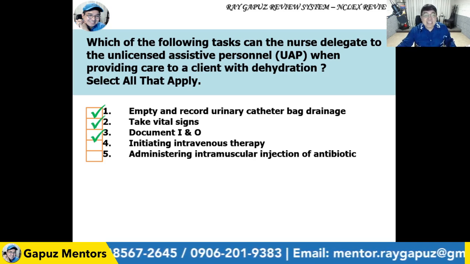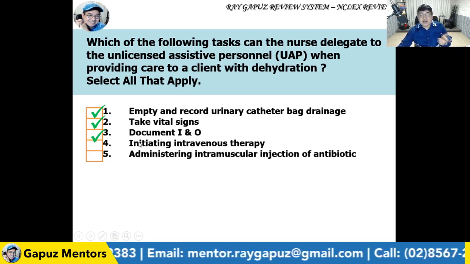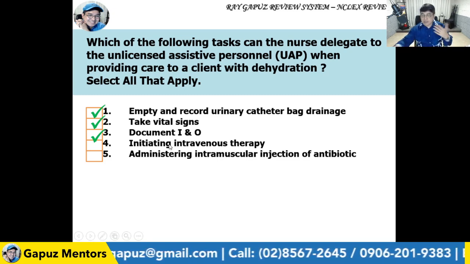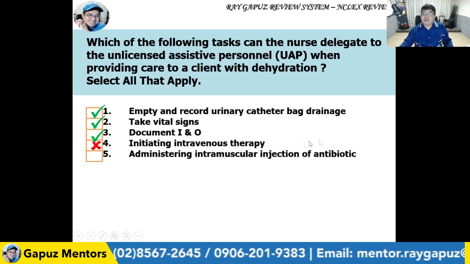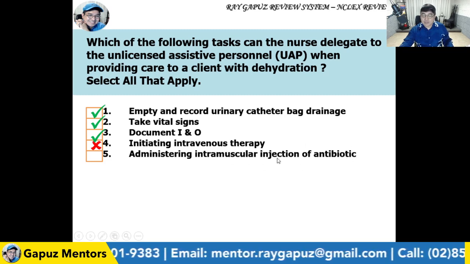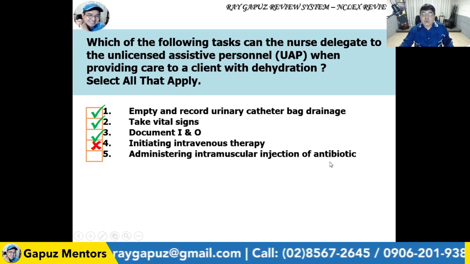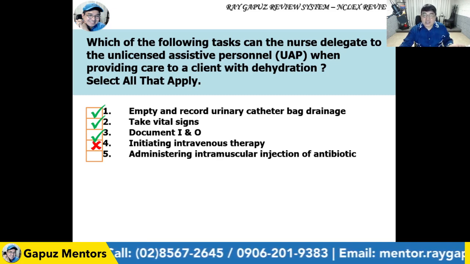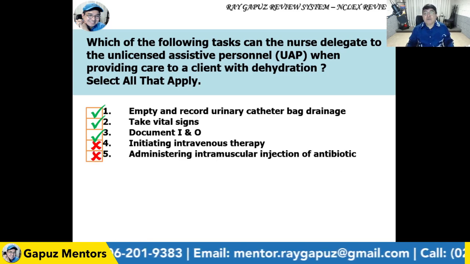The keyword here is initiating. Always remember the initial administration of medications or initiation of intravenous therapy. That's for the RN. And then administering an intramuscular injection of antibiotic. Now, there's a danger here. If that's a routine intramuscular injection, that's okay. But you have an antibiotic which could potentially lead to an allergic reaction, which could be life-threatening if it causes laryngeal edema. So here, we put an X because this is a job for the RN.